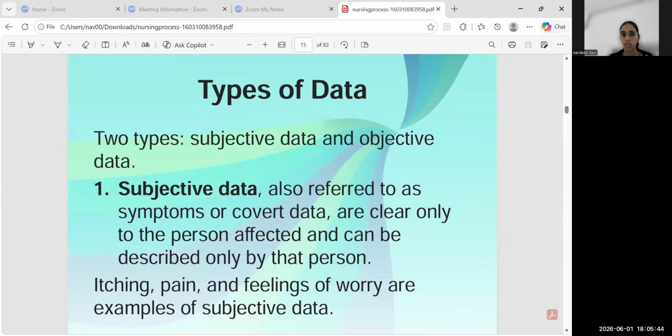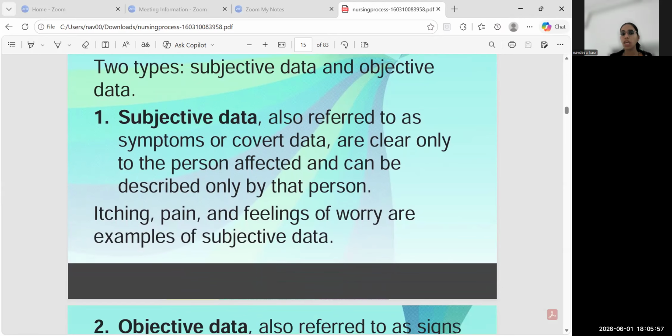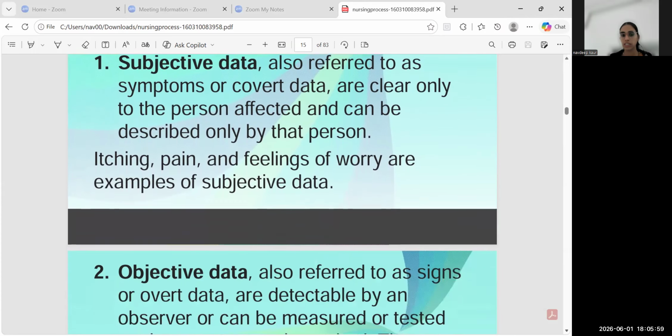Next is the type of data. There are two types of data: subjective data and objective data. Subjective data is also referred to as symptoms. Subjective means what the patient tells to us. For example, itching, pain, feeling of worry. These are the subjective data.